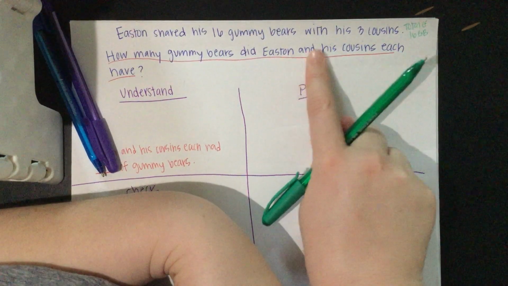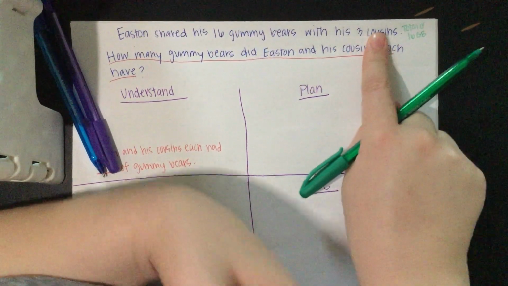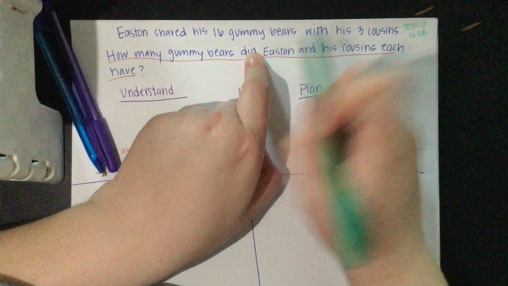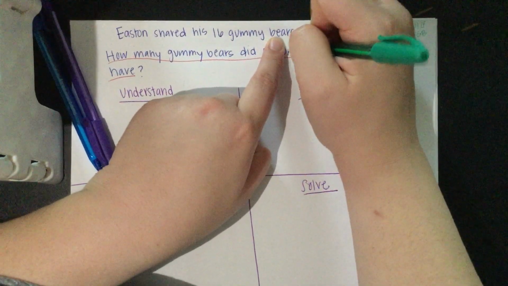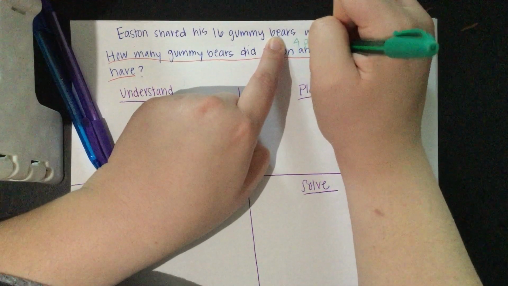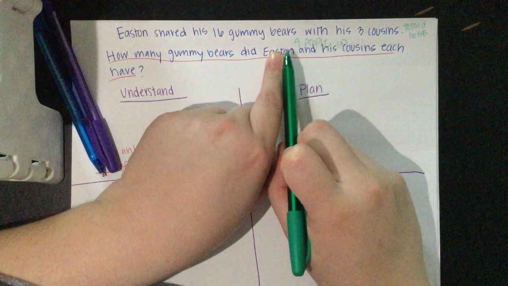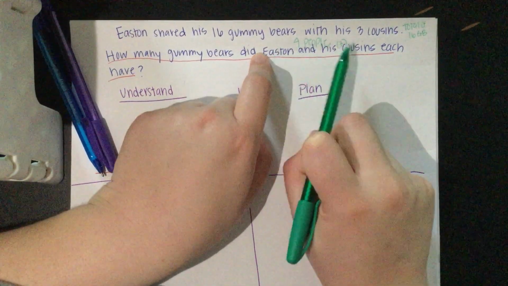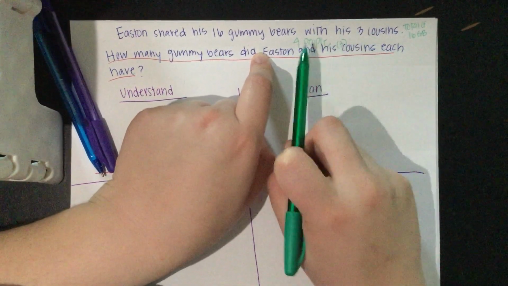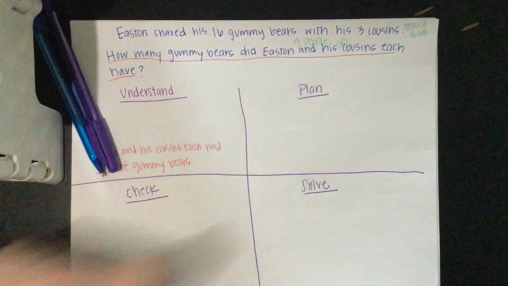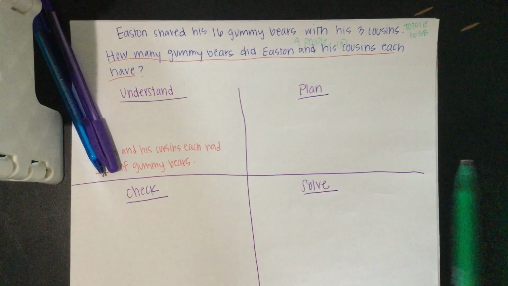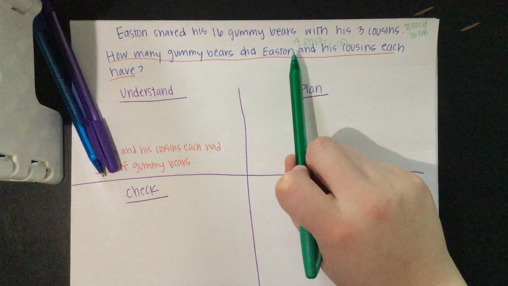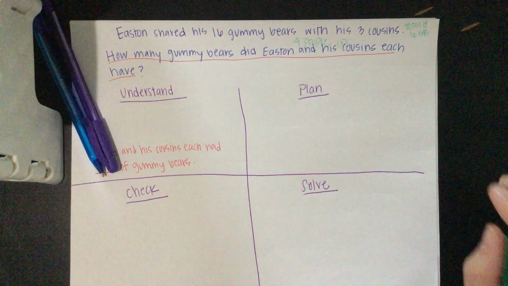How many gummy bears did Easton and his cousins each have? Did Easton and his cousins? Well, he has 3 cousins, and there's 1 Easton, so that's 4 people, okay? Easton and his cousins. So Easton is 1 person, his cousins are 3 people. 1 plus 3 equals 4. So you're going to be taking the total of 16 gummy bears and sharing it between 4 people, okay?